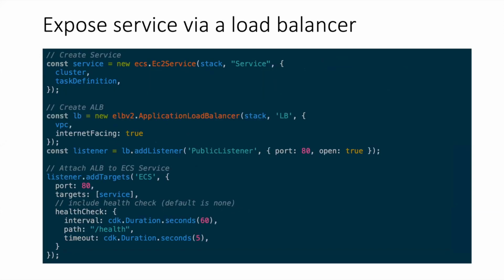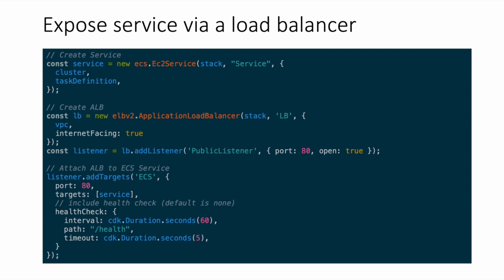And here's how I can use CDK code to take this exact same service I just created and attach it to a load balancer. So here I'm saying ECS EC2 service. This is creating a service using that task definition I created. And I'm also creating a load balancer by saying new ELBv2.ApplicationLoadBalancer. And I specify internetFacing is true. And so that's all I need to do in order to specify that I want to create an internet-facing load balancer that's accepting traffic from the public.